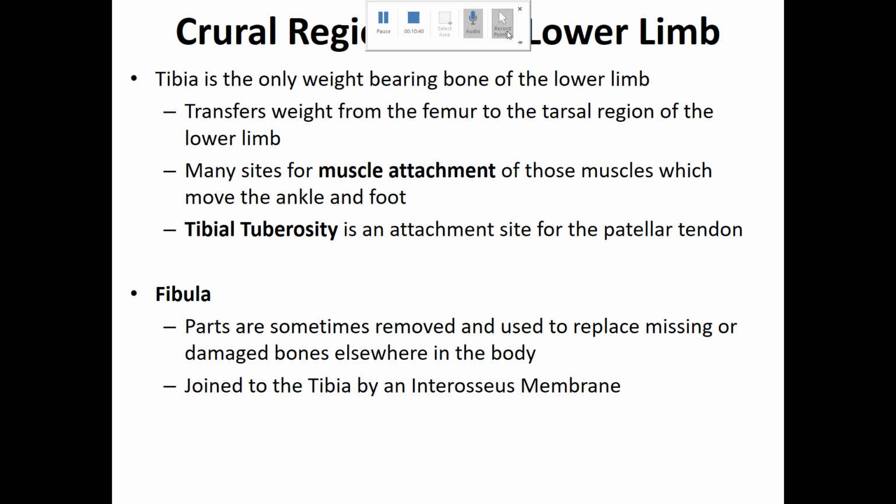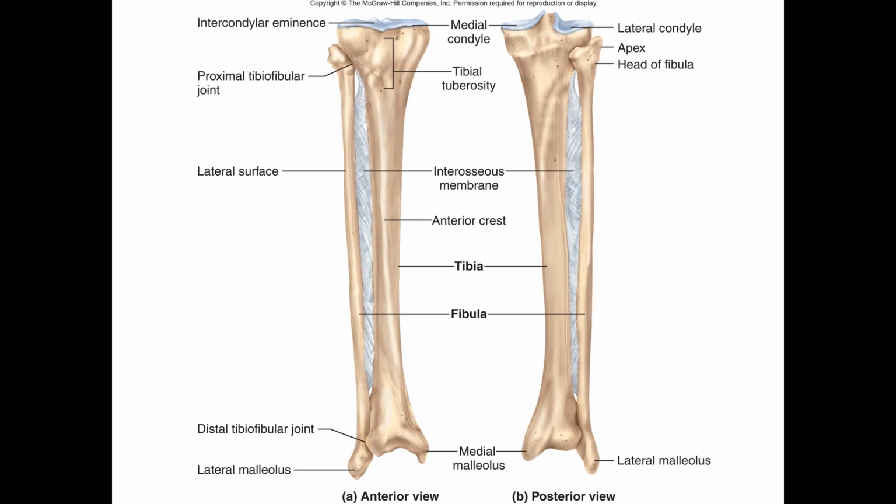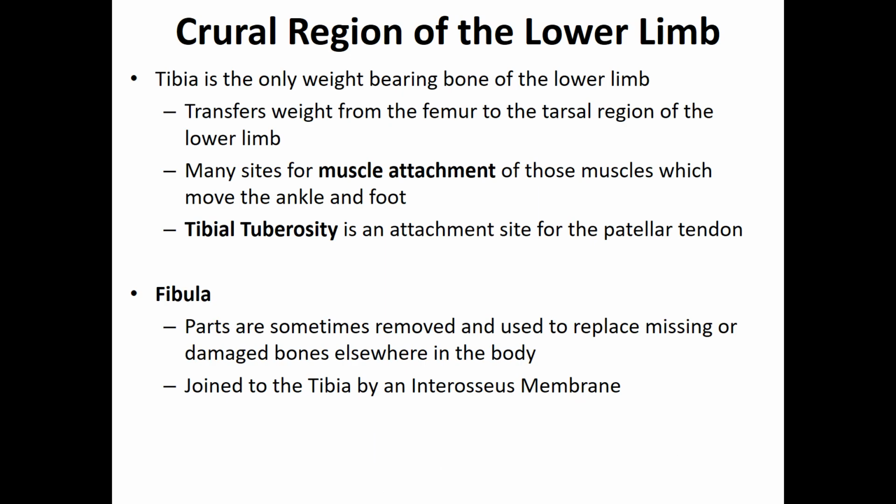As you move to the crural region or the lower limb, the tibia is the largest and the only weight-bearing bone of the body. Again, a lot of rough sites for muscle attachment, but the tibial tuberosity that you studied here in lab, that's going to be the site of attachment for that patellar ligament, which reaches all the way down from the femur down to the tibia.